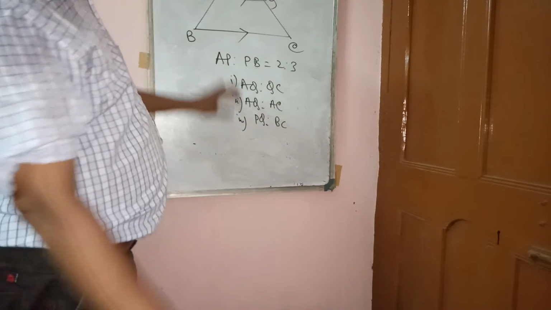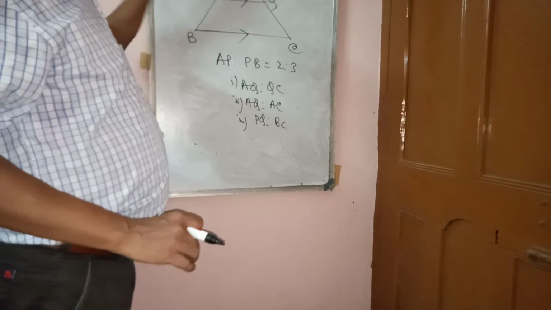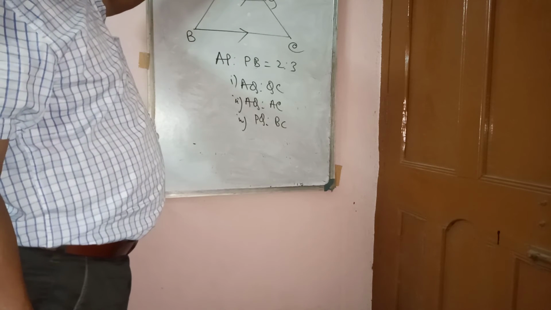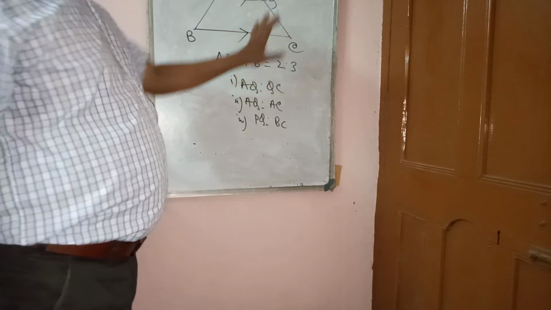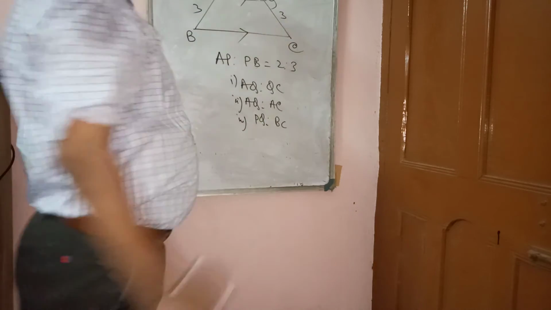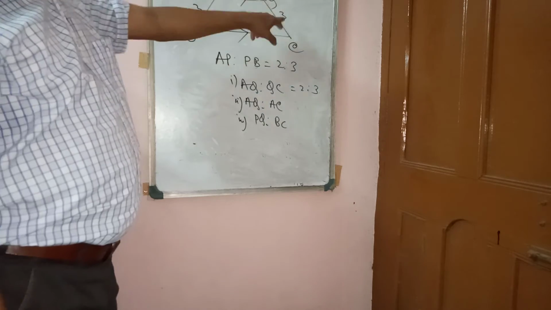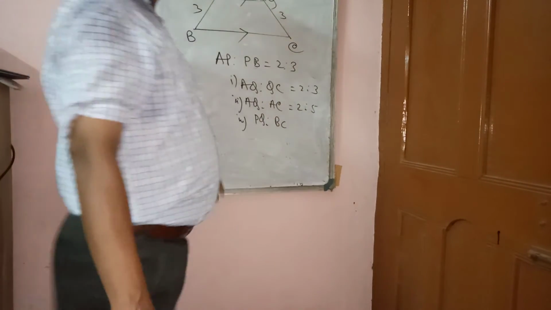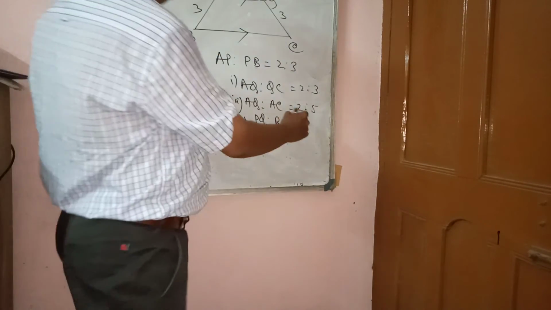Just now I am explaining this part. If any parallel line is given, here in triangle ABC, PQ parallel to BC, then we can say the ratio AP to PB equals AQ to QC. Here 2:3 is given, so this is also 2:3. Now the whole part, AQ to AC: AQ you can write as 2:5. Again PQ to BC is also 2:5.